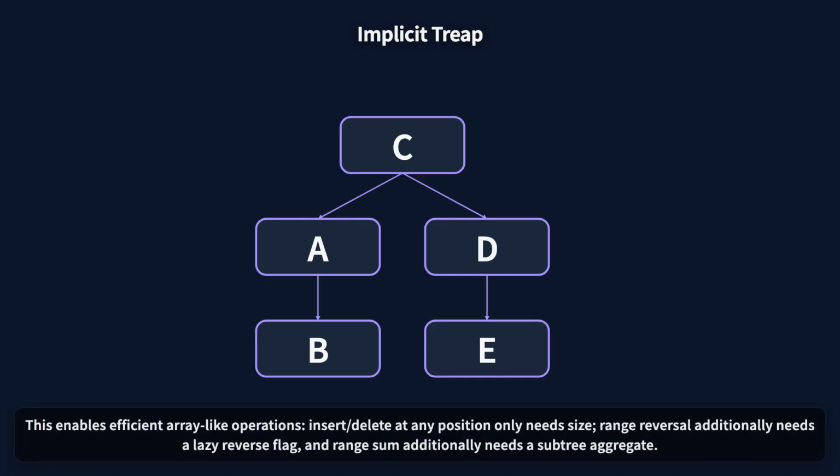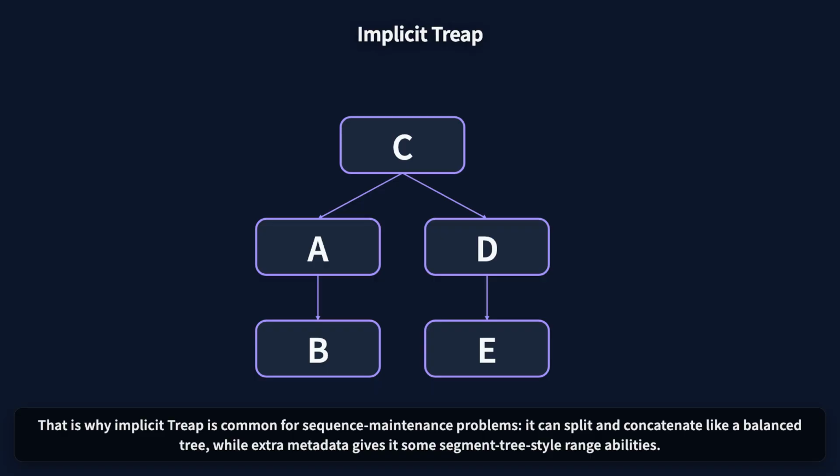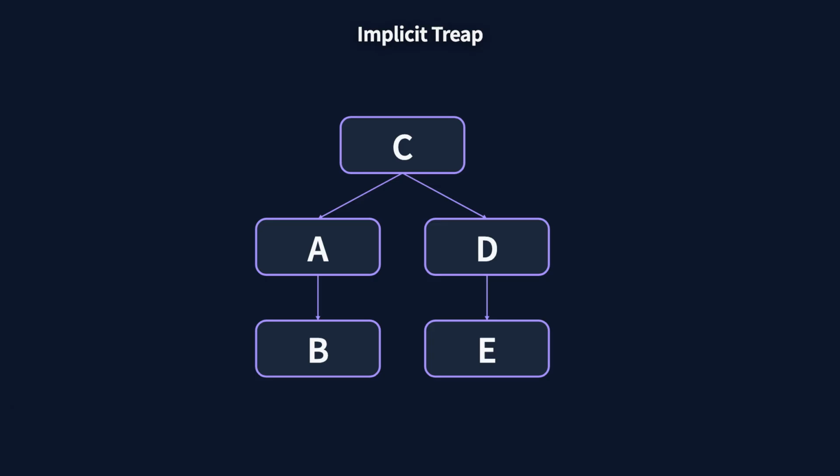This enables efficient array-like operations. Insert and delete at any position only need size. Range reversal additionally needs a lazy reverse flag, and range sum additionally needs a subtree aggregate. That is why implicit treap is common for sequence maintenance problems. It can split and concatenate like a balanced tree, while extra metadata gives it some segment tree-style range abilities.